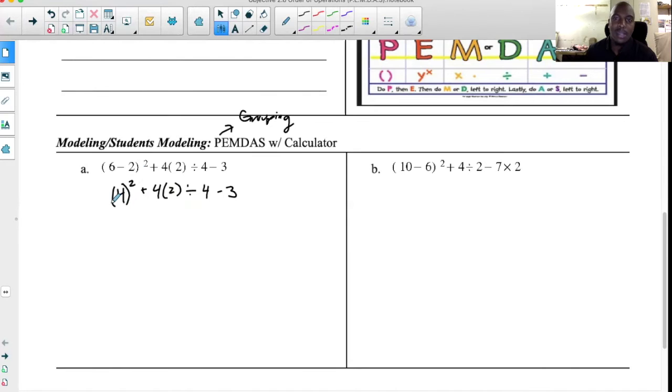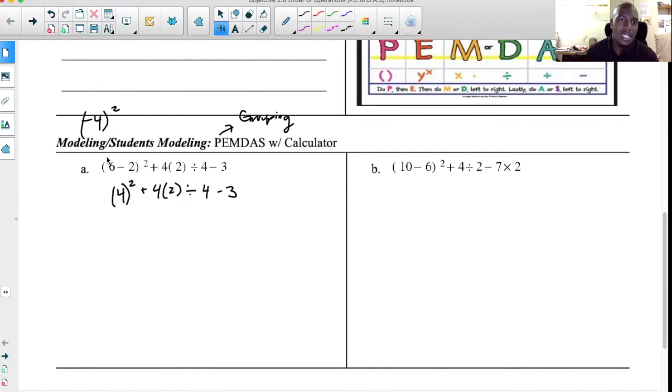Now I want to point out something that's very important. Notice that I kept it in parentheses. Why did I keep it in parentheses? Because I wanted to show that if the answer was a -4, it would still be in parentheses like this. And it would be -4 times -4 here, right?